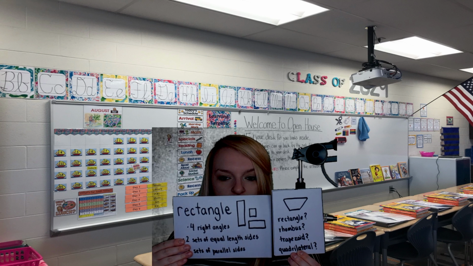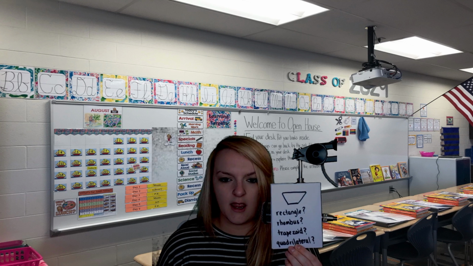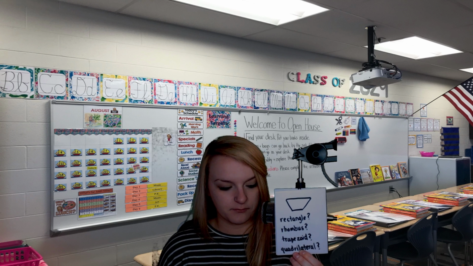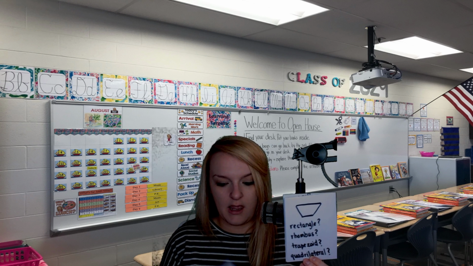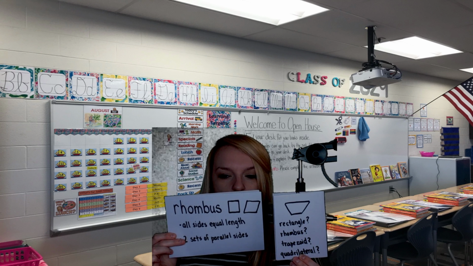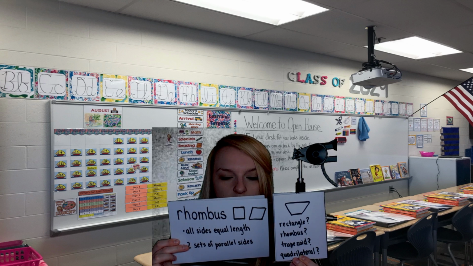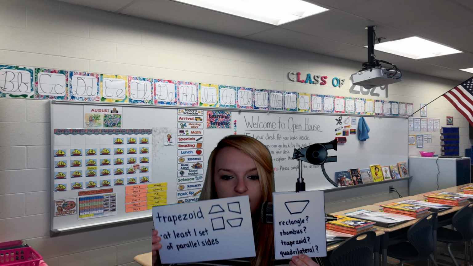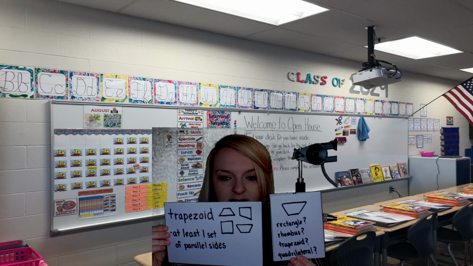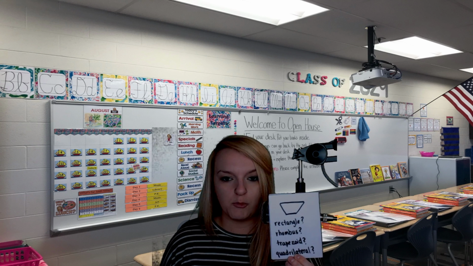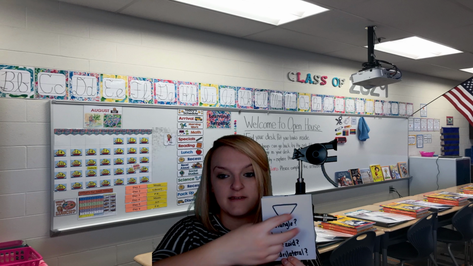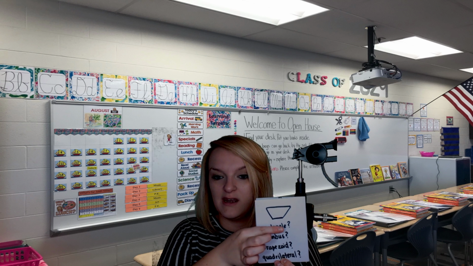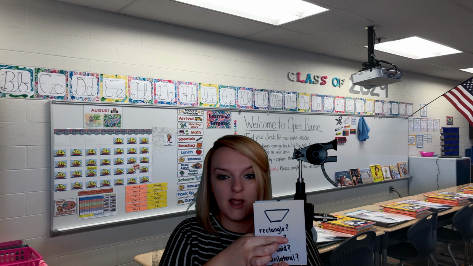Is this a rectangle? Does it have 4 right angles? No, this is not a rectangle. Is it a rhombus? Are all the sides the same length? No, not at all. Is it a trapezoid? Do I have one set of sides that are parallel or more? Yes, the top and the bottom are parallel. This is a trapezoid, not a rectangle, not a rhombus.